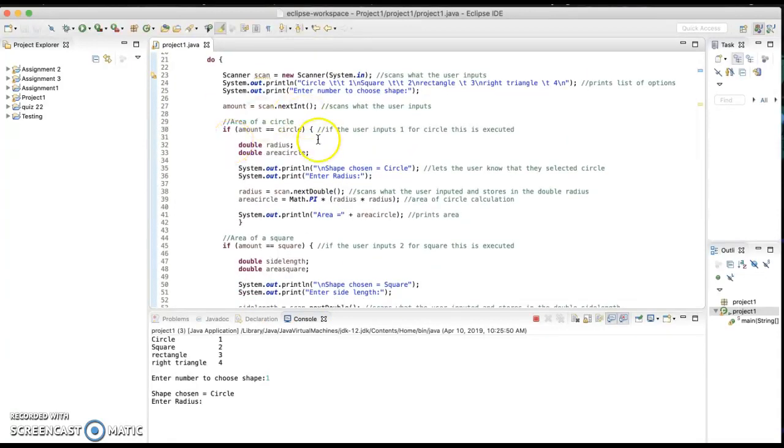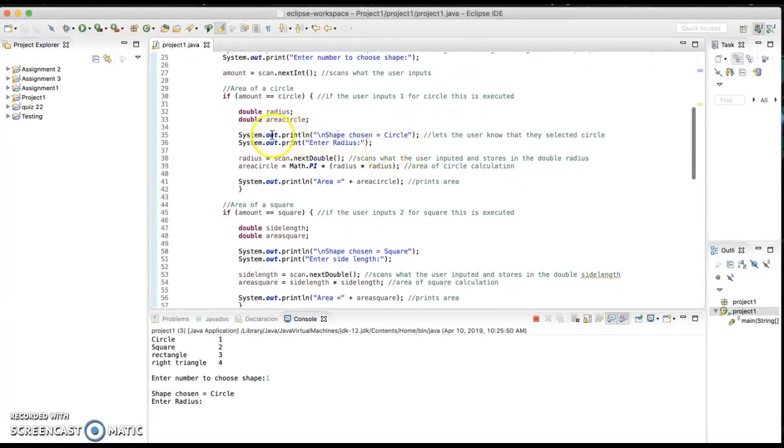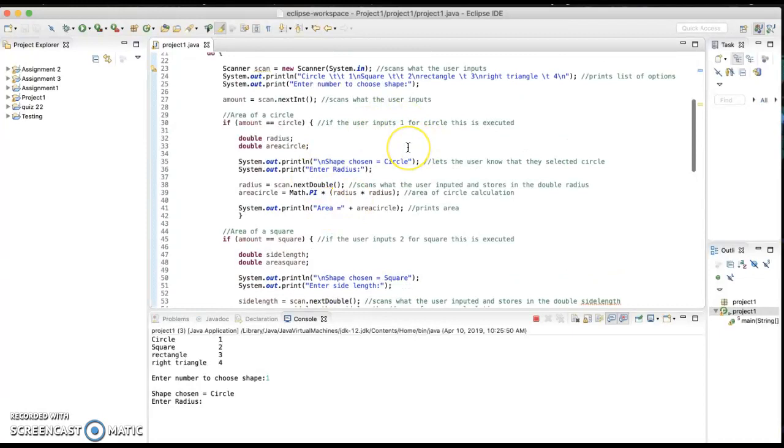So for circle, I had 2 doubles for the radius and the area of the circle, because I'm pretty sure it said to print out to at least 4 decimal places. And here I just have it print out that the user clicked circle, so that way they know, because it's kind of confusing when you run it and you click 1 and it asks you for a number and you're like, did I click circle? Did I click rectangle? So that just shows you that you did indeed click circle.